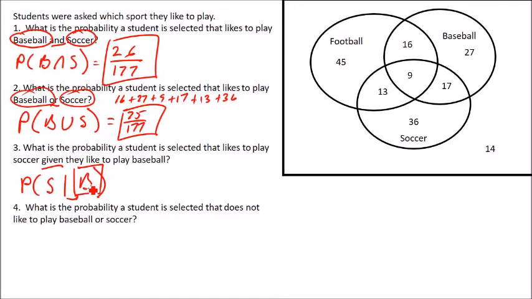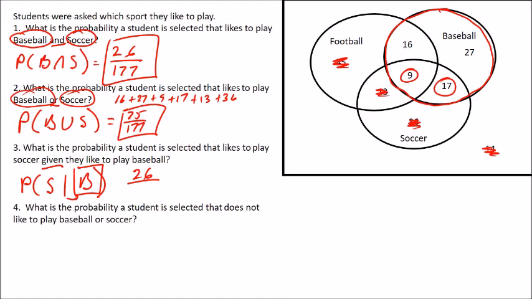So in this case, we're only looking at baseball. These people right here are the only ones that matter right now. None of the people over here matter at all because they're not inside the baseball. So the way we're going to look at it is we're looking for the people that play soccer that are inside the baseball circle. So the people that play soccer inside the baseball circle are these two sets of people right here, 9 and 17, which again is 26, but now our total is no longer 177.